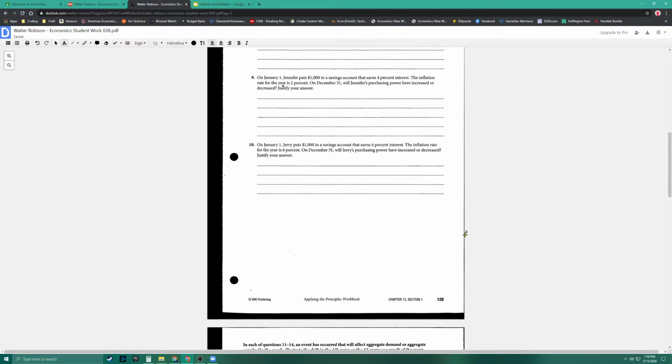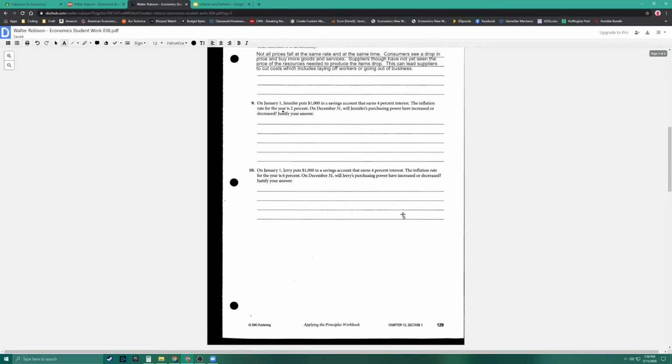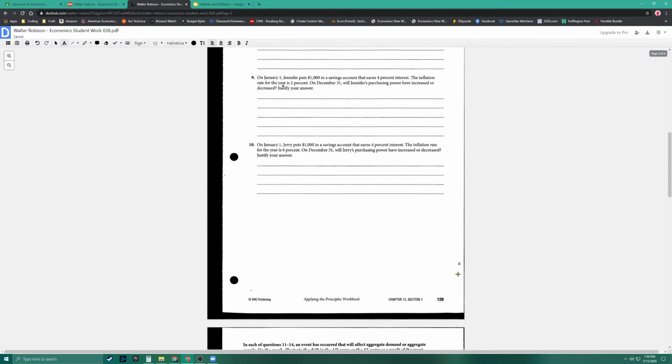All right, so 9 and 10 are about inflation and deflation, and then how it affects savers. So Jennifer is going to put $1,000 into a savings account on January 1st that gives her 4% interest. The inflation rate for that year, the same year she puts her money into the bank and doesn't touch it, is at 2%. So on December 31st, will Jennifer's purchasing power have increased or decreased? And then justify your answer.